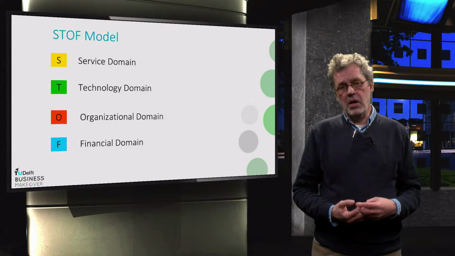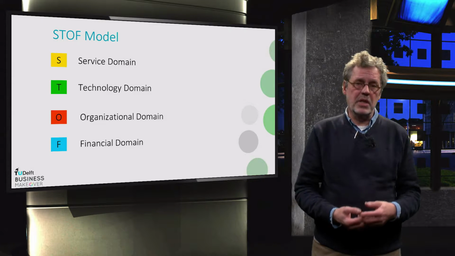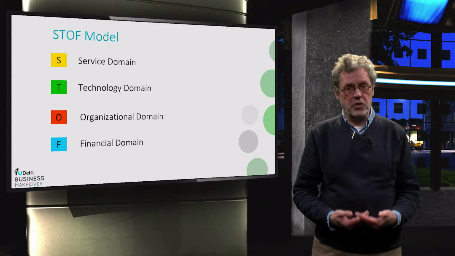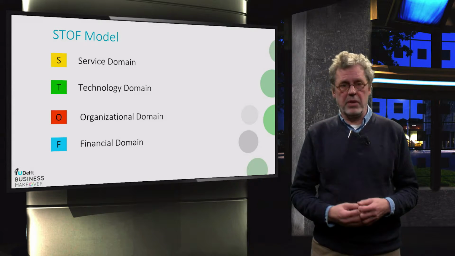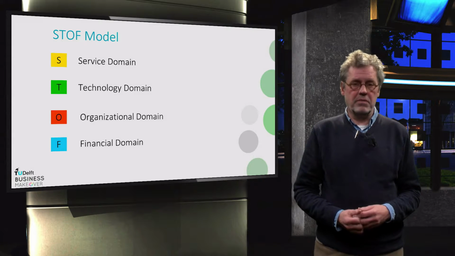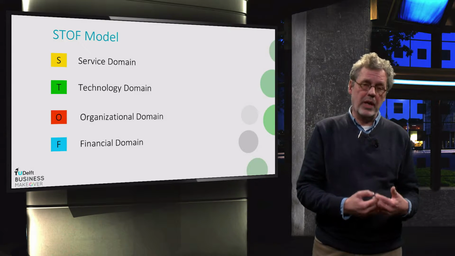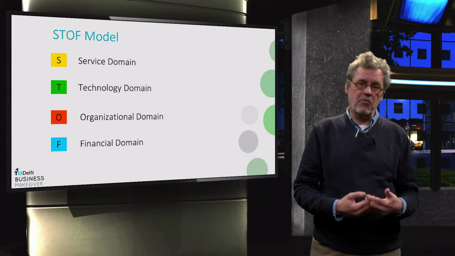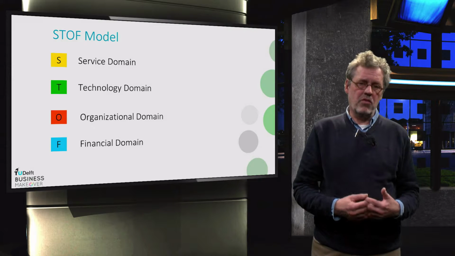Let's start with introducing our self-developed STOF model. STOF is an acronym where every letter represents a different domain of your business model. S stands for service domain and covers the service or products that you want to offer, and issues like the value proposition and customer segments. T is for technology and deals with the ICT that you need. O is for organization and covers your partners and how you work together. And finally, F is for finance and covers cost and revenues and other financial issues for your business model. Together, these four domains describe your business model.